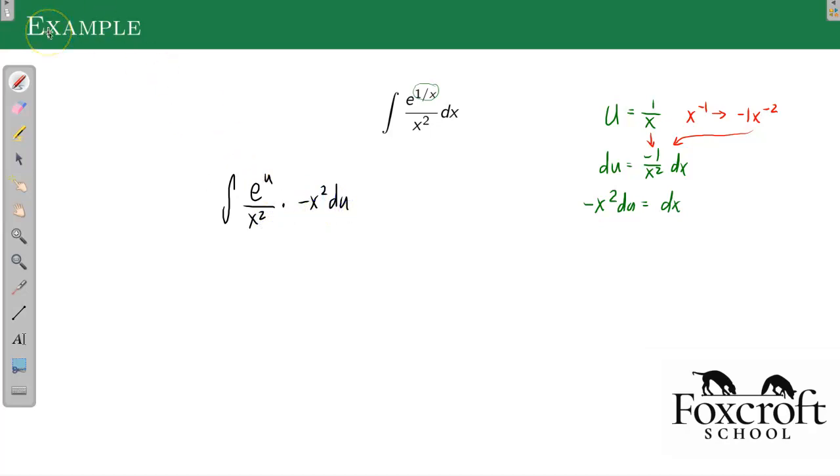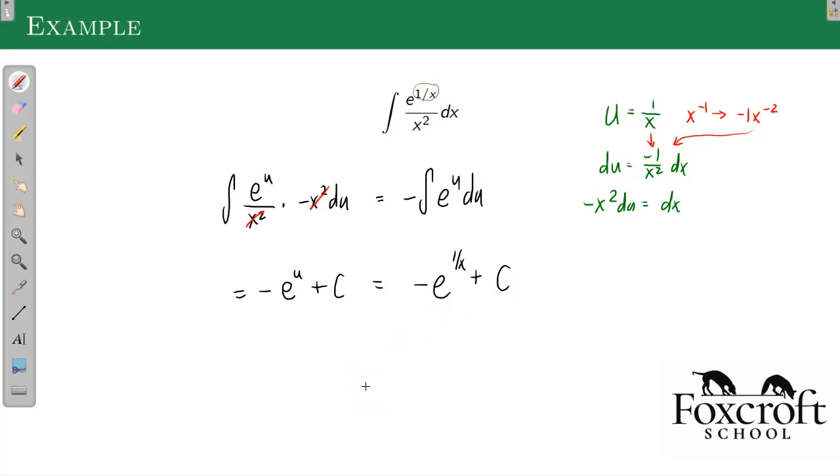Again, sometimes you pick u and it doesn't work. I'm picking the right u because I've done this a lot. But you know you've done it right because x squared cancels out. You should always be happy when you see an antiderivative of e to the u because you just get back the same thing. And I plug back in my u. And I'm done.